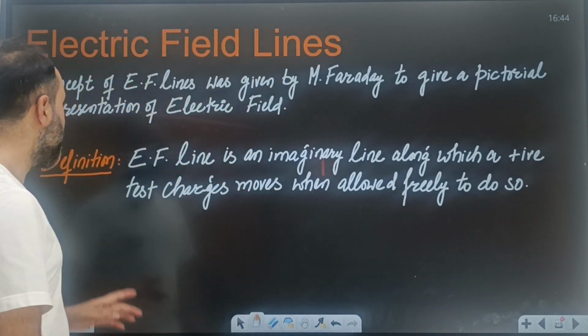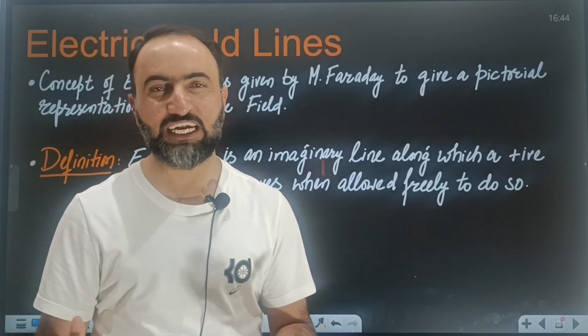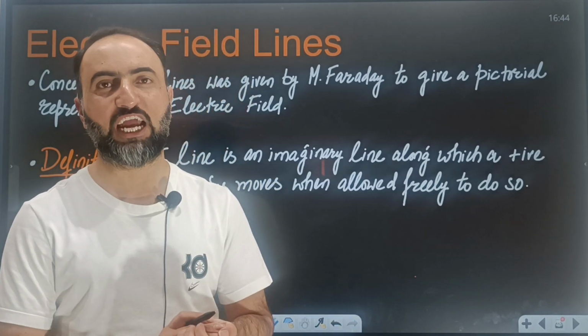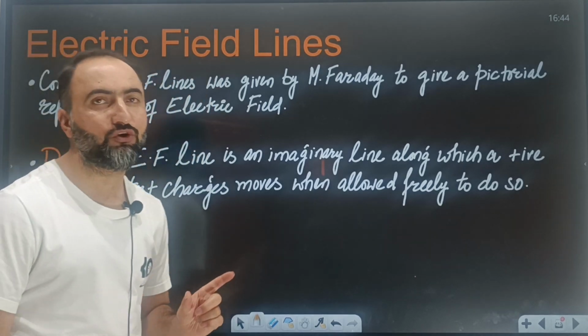All right, and what's the definition of electric field line? Electric field line is actually just an imaginary line. It really does not exist. It's an imaginary line along which a positively charged particle moves when allowed freely to do so.